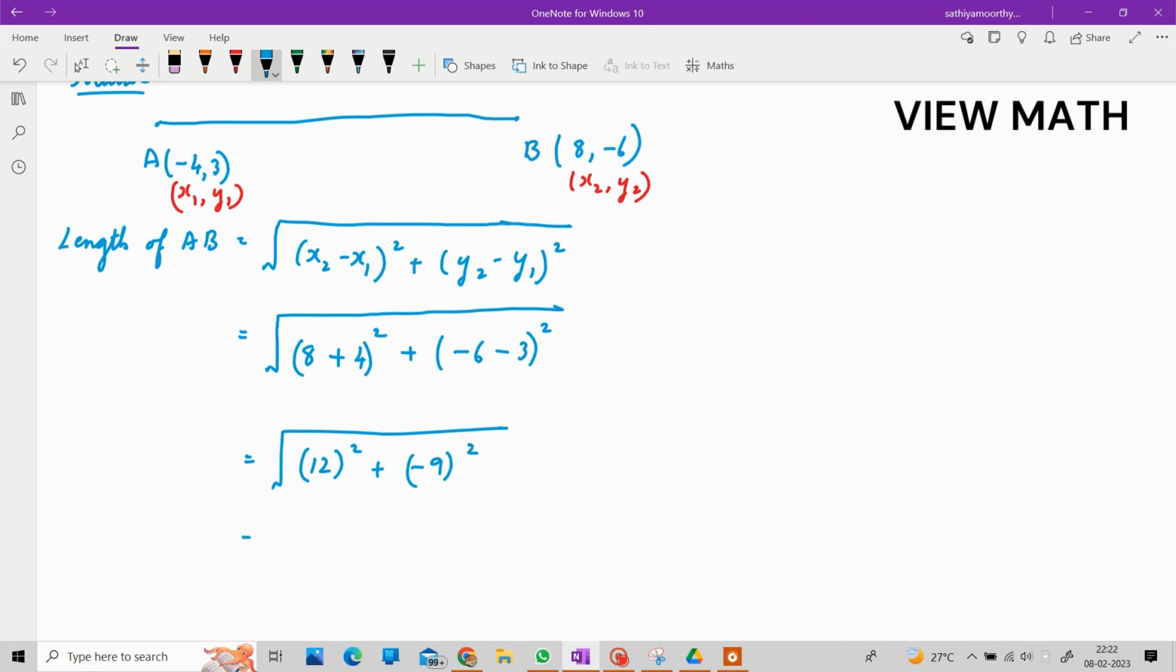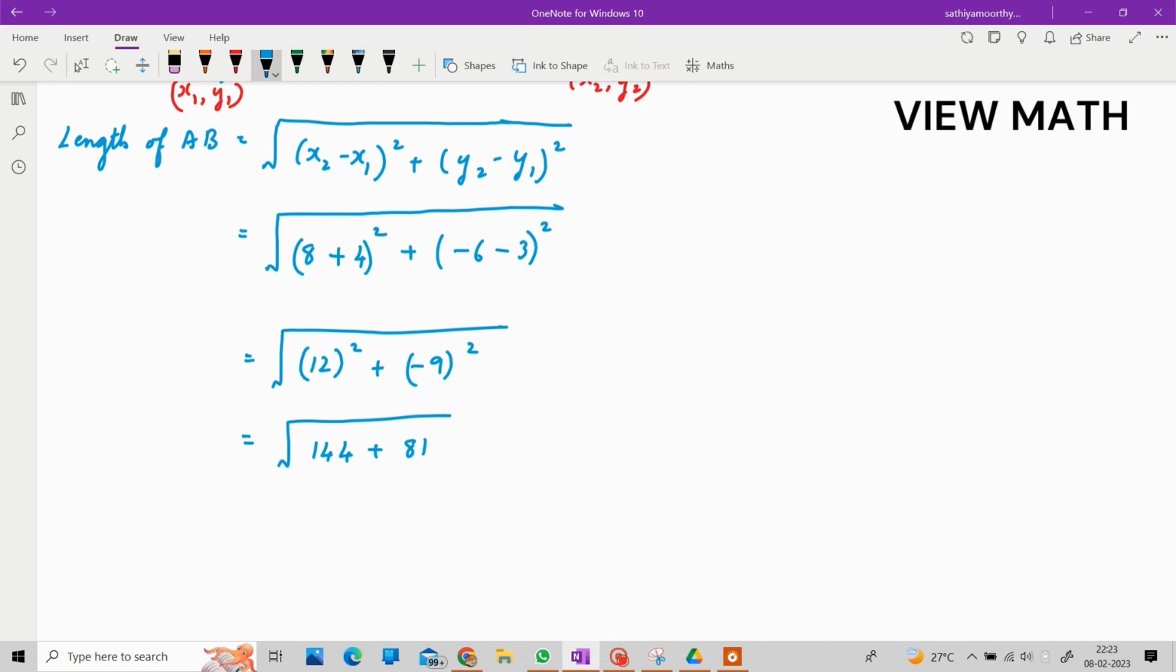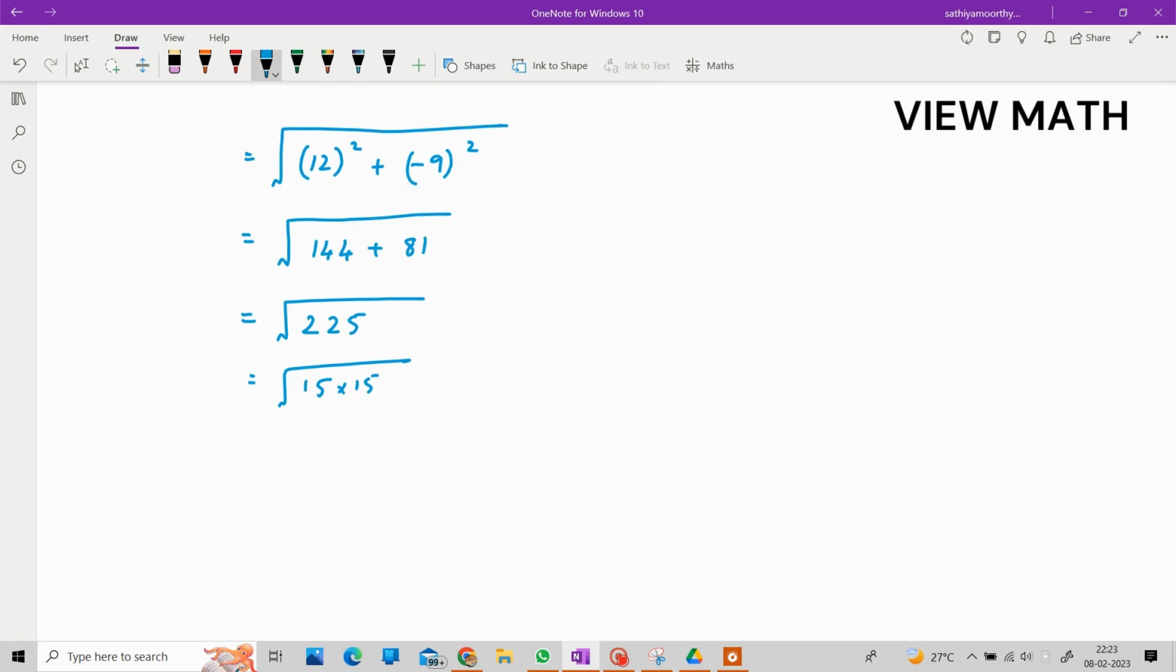Now let me square it. So I'll get 12 into 12 is 144, plus minus 9 the whole square is 81. So if I add, I get square root of 144 plus 81, which is 225. So this can be written as square root of 15 into 15. 15 into 15 is 225. So this is equal to 15 units.